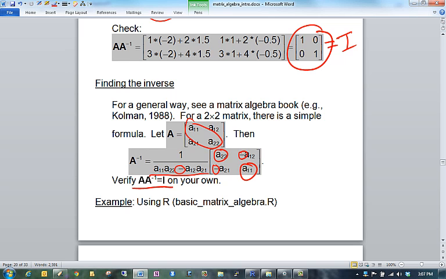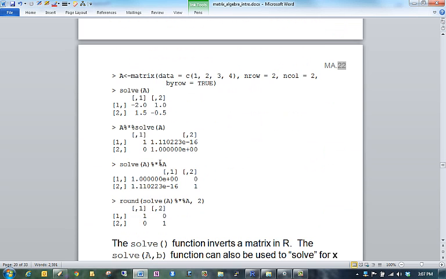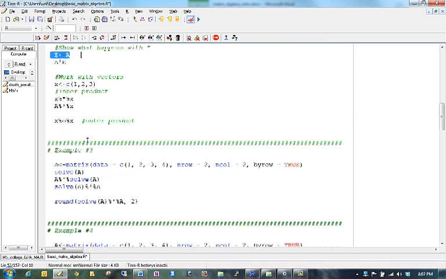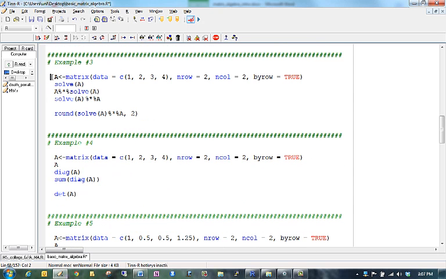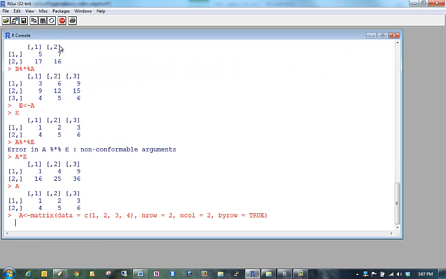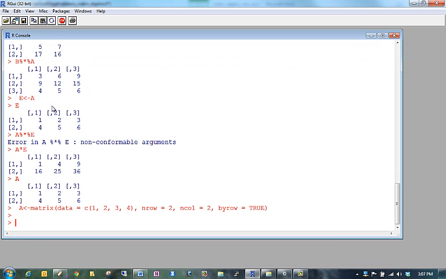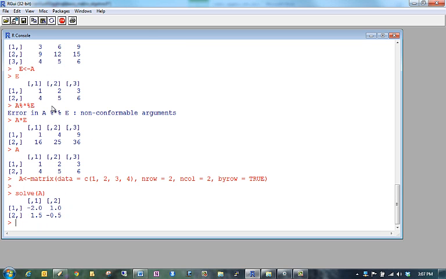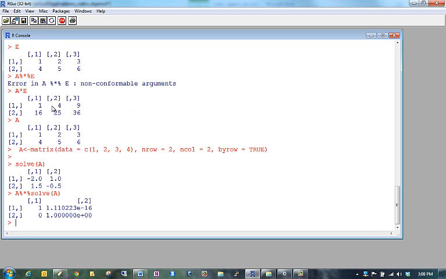Okay, so let's take a look at how we can do some of this in R. Let me go over here to my R program again. So I'm going to create my matrix A. Now you might think there's probably a function called inverse that finds the inverse of A. Actually, there isn't. Instead, we have to use a function called solve. And simply, there is my inverted matrix. So if I were to take A times A inverse, I get the identity matrix back.